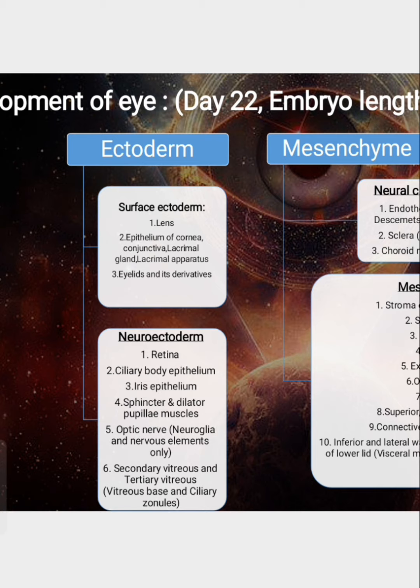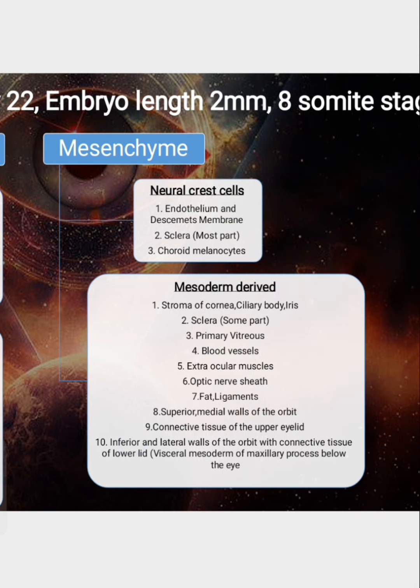The surface ectoderm gives rise to lens, epithelium of cornea, conjunctiva, lacrimal gland, lacrimal apparatus, eyelids and its derivatives. Neuroectoderm gives rise to retina, ciliary body epithelium, iris epithelium, sphincter and dilator pupillae muscles, optic nerve, its neuroglia and nervous elements only, but the secondary vitreous and tertiary vitreous, which corresponds to vitreous base and ciliary zonules.